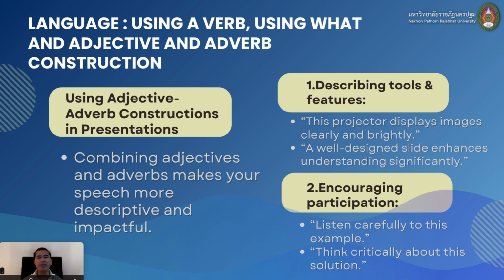Describing tools and features. For example, this projector displays images clearly and brightly. As you can see, we're using the adverb there. Another example is, a well-designed slide enhances understanding significantly. Here we are using an adjective combined with the adverb. Encouraging participation: when you encourage the audience, you will say, as we can see in this slide, listen carefully to this one, or think critically about this point. And then you ask them to explain what they have understood.